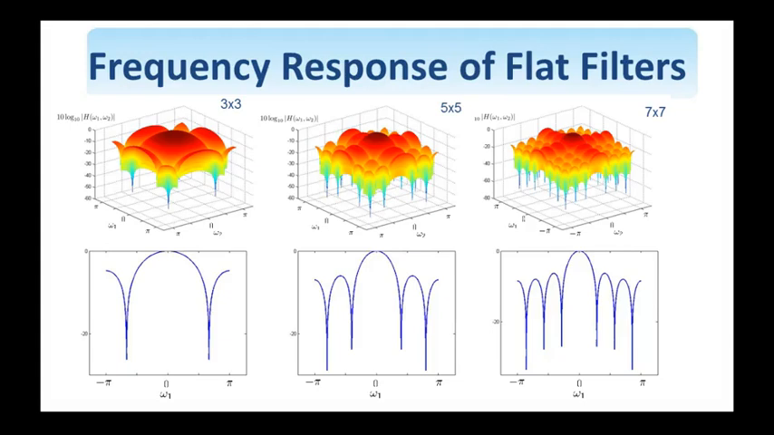We show here the magnitude of the frequency response of 3 flat filters, a 3x3, 5x5, and 7x7 filter. And at the bottom we show the slice of these transforms through the omega 2 = 0 position. At 0 they're all equal to 1, the log is equal to 0, and then we also see that as the support increases, the width of the main lobe decreases, so it becomes more and more low pass, qualitatively speaking, as the support of the filter increases.